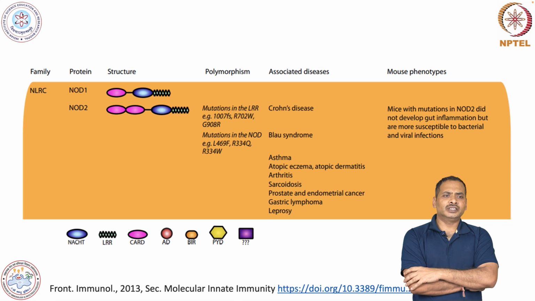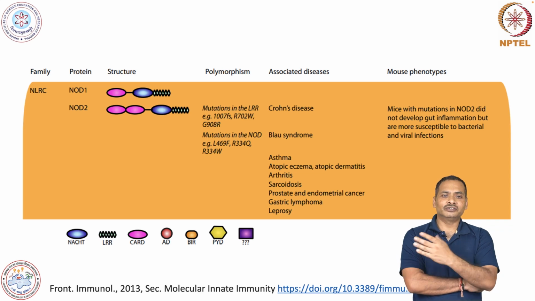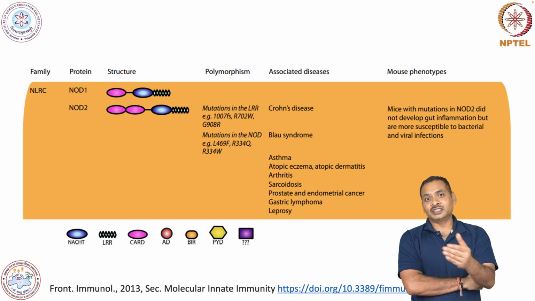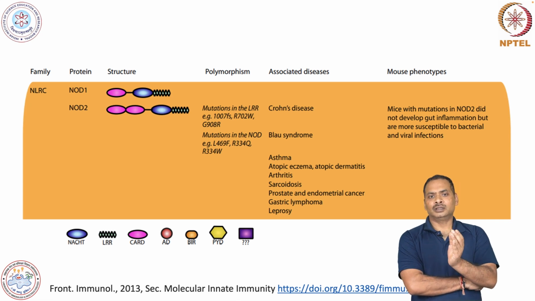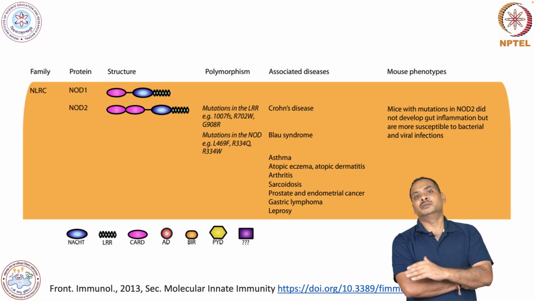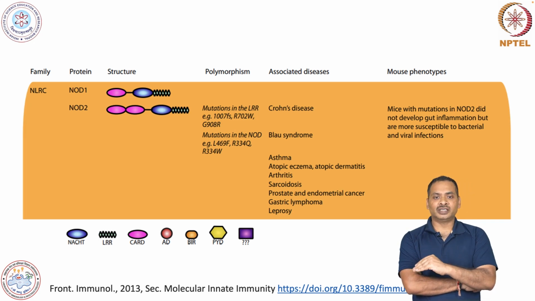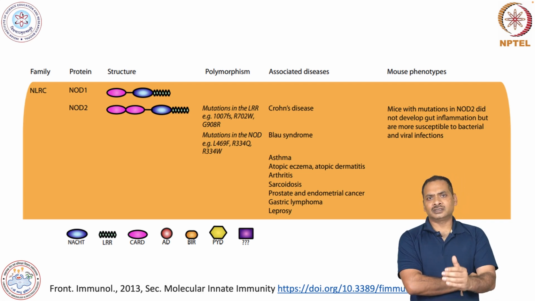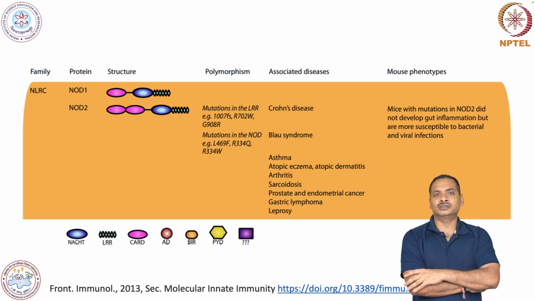Another is NOD1 and NOD2. Here you can see that NOD2 is very well reported. There are some mutations in the leucine rich repeat domain, and this is associated with Crohn's disease in humans, and Blau syndrome, asthma, atopic eczema, atopic dermatitis, arthritis, sarcoidosis, prostate and endometrial cancer, gastric lymphoma and leprosy. So these are the diseases in humans, and this was characterized in mice also.